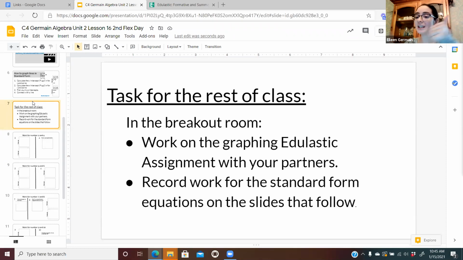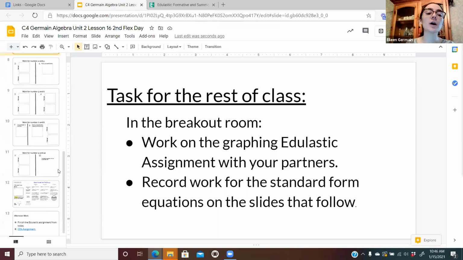Your expectation in that breakout room is two things. You need to discuss going through these edge elastic problems and solving them. So you're not just doing them all independently and maybe sharing answers. You are talking through the steps that you need to take. That discussion can take one of two forms. You can do it in the chat, or you can unmute and talk.